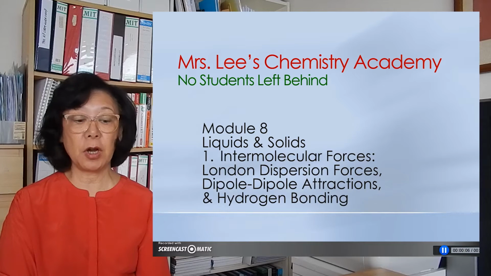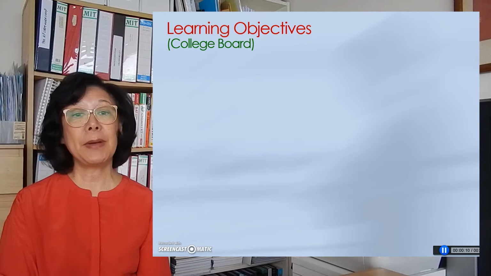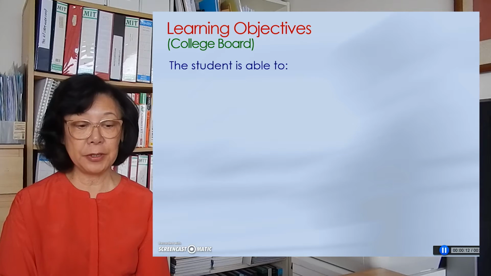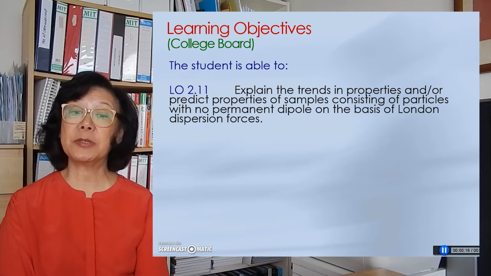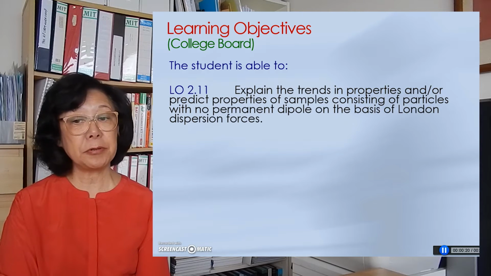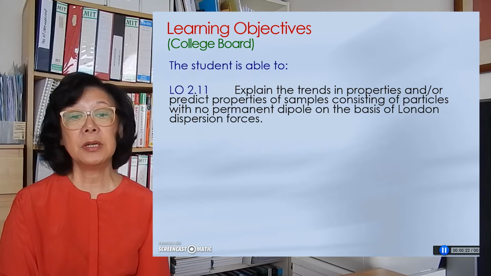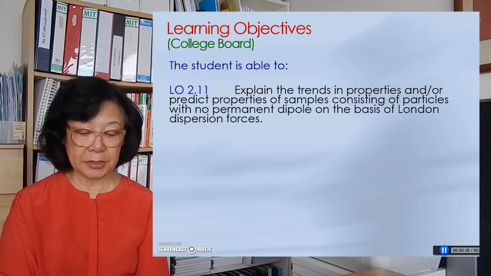Today we're going to focus on intermolecular force of attraction. Tying back to the learning objective from College Board 2.1.11, that the student can explain the trends in properties and/or predict properties of samples consisting of particles with no permanent dipole on the basis of London dispersion forces.